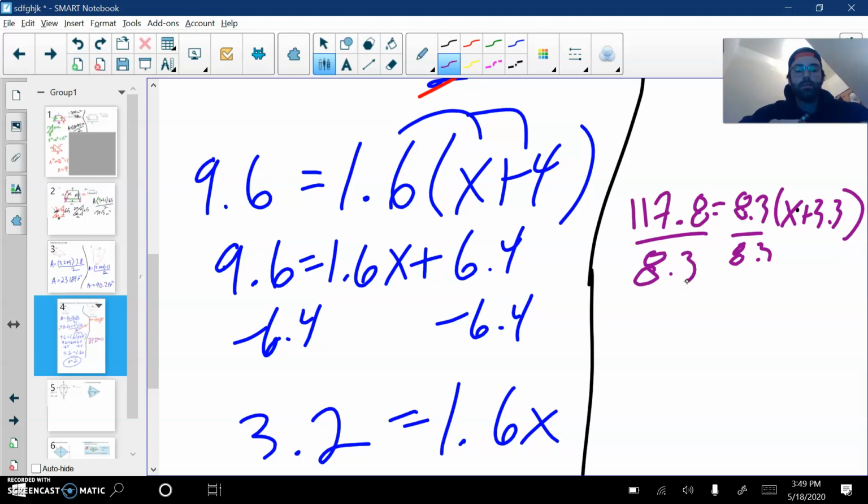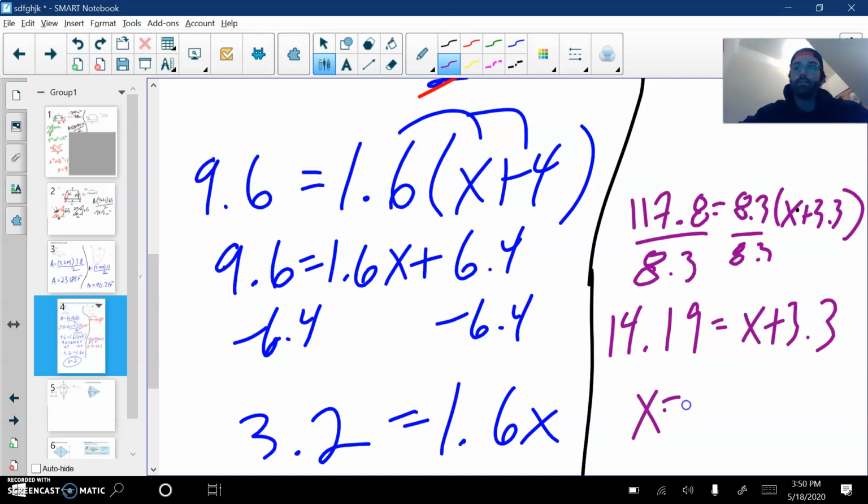And get 14.19-ish. That's equal to x plus 3.3. Subtract 3.3, and x is 10.89.